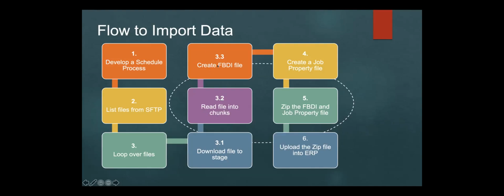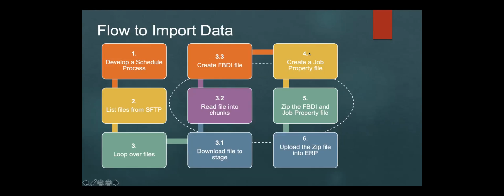And then create an FBDI file in the format which is expected by the ERP, whether it is supplier, AR, AP, purchase order, whatever it is. Create an FBDI file. You can put your logic while you read the file into chunks here. And once your FBDI file is ready, you will create that file on the stage only, on a particular location, let's say /temp.